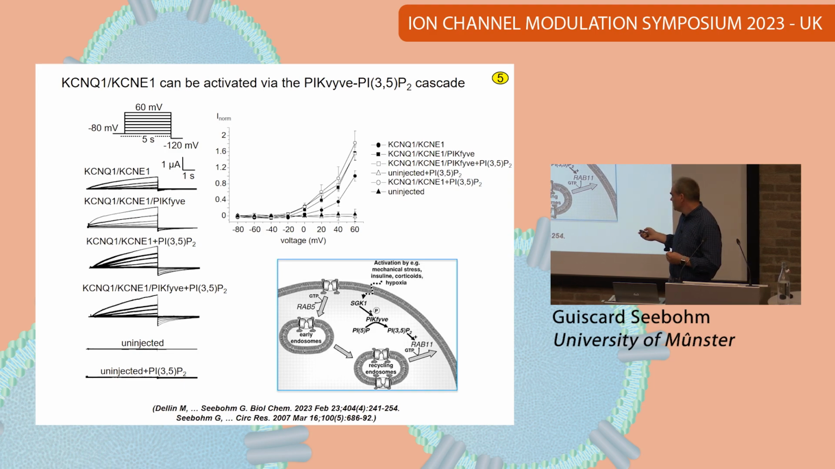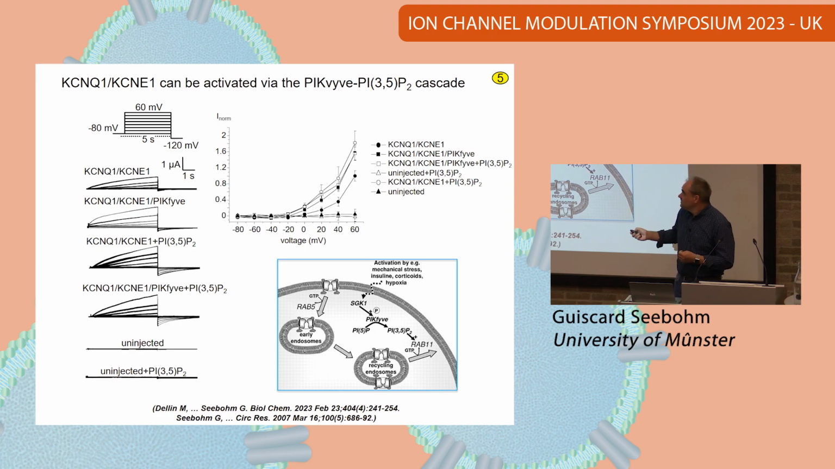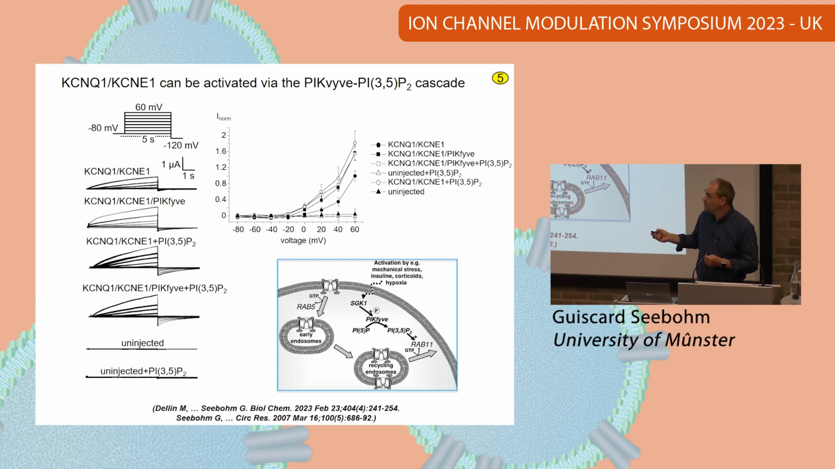That's very clear, and it's under control of a small GTPase called RAB11. So then we did these experiments recently. When you inject water-soluble PIP2 analog into oocytes expressing this channel, you can see that the current is increased. So from here up to there.